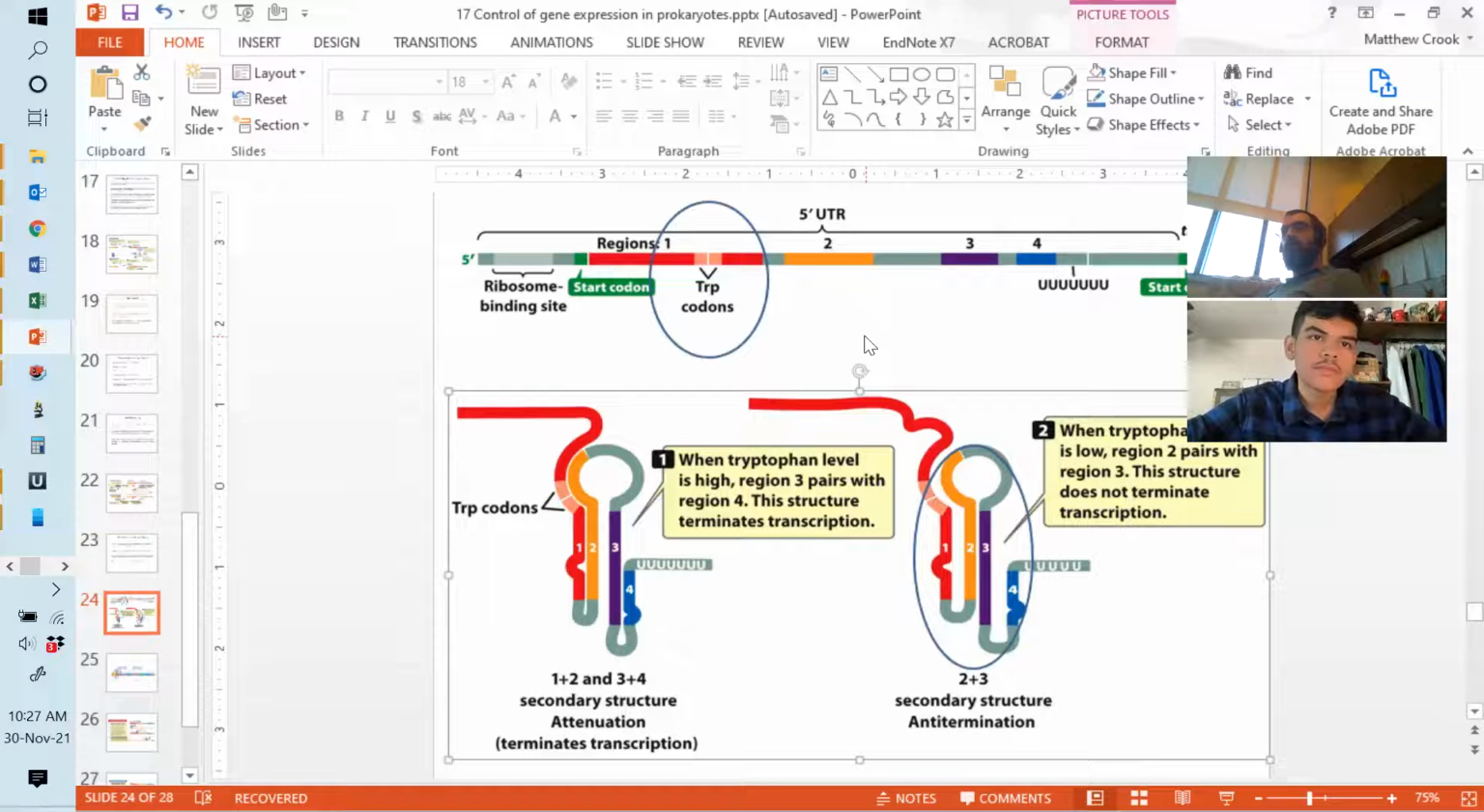Is it going to pause or stall on region 1? No. Exactly. Because there's tryptophan around, right? So if it doesn't stall on region 1, where's it going to go? What's after region 1? Region 2 and 3 will bind.